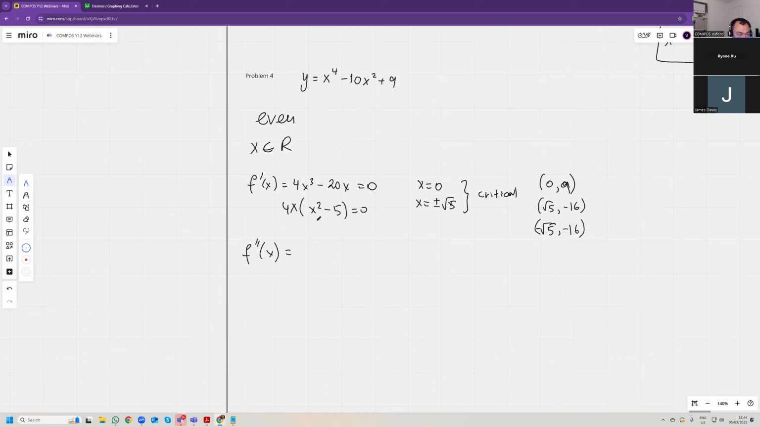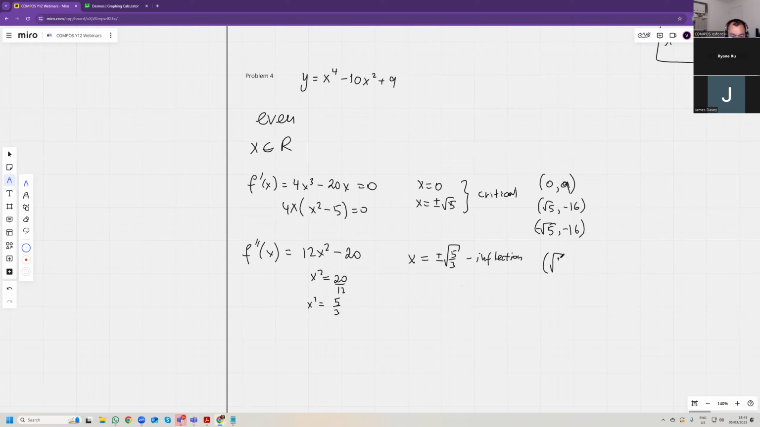The second derivative is going to be 12x squared minus 20. And x squared is 20 over 12, which is 5/3, so x is plus or minus root 5 over 3. This is the inflection. Do I want to substitute them? Well, let's try.